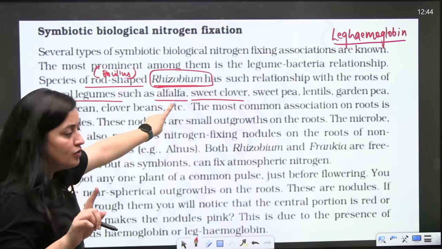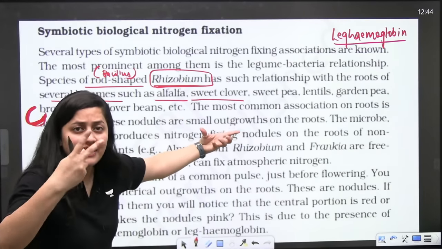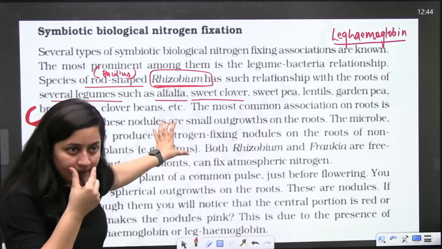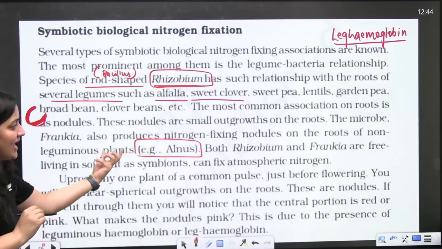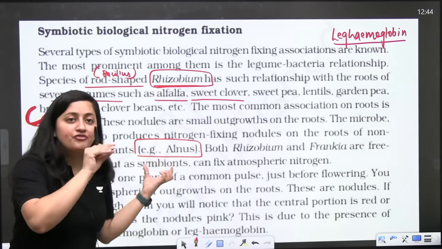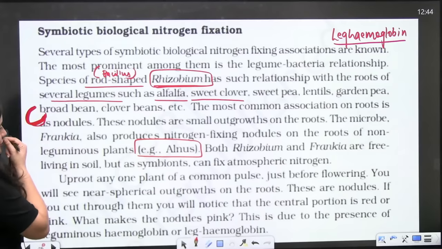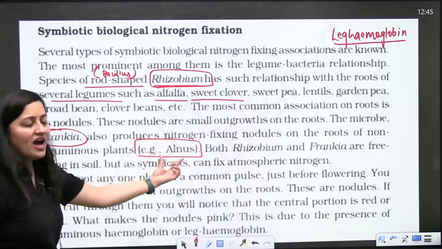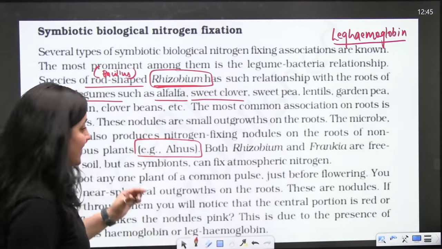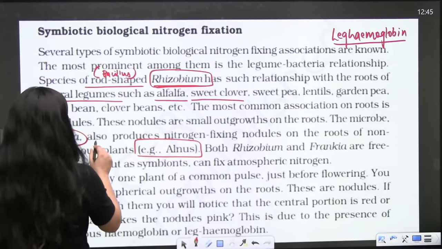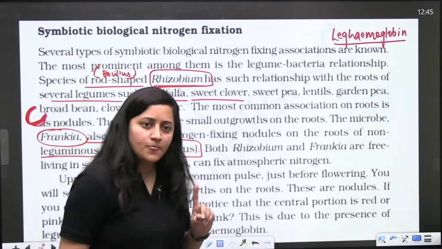You should mark in your short notes that it is rhizobium which will live in symbiotic association with the root nodules of leguminous plants like peas, beans, clovers and all. Clear? And the other example is of Alnus. Alnus is a non-leguminous plant. So, Frankia and Alnus, another symbiotic association. What you have to remember is that Alnus is a non-leguminous plant. So, the microbe Frankia produces nitrogen fixing nodules on the roots of non-leguminous plants. Is that clear?